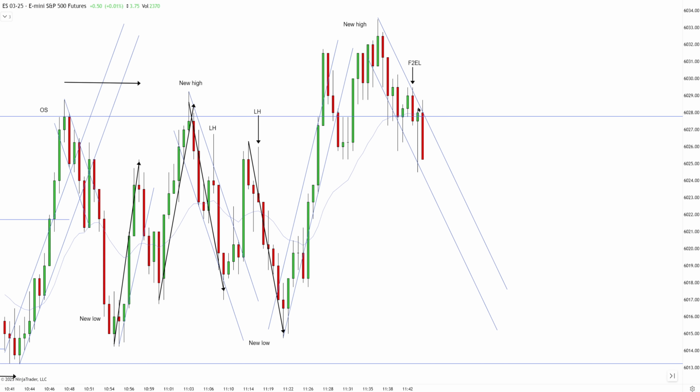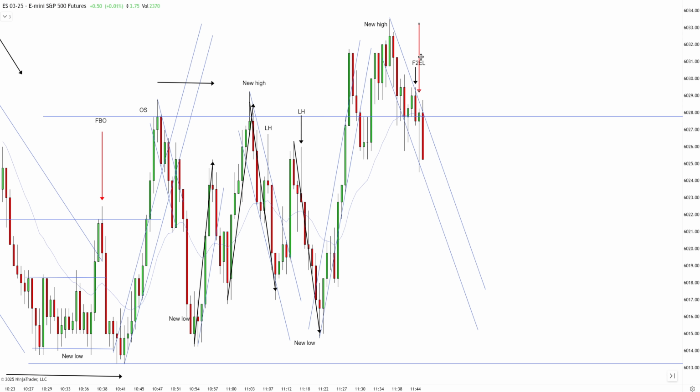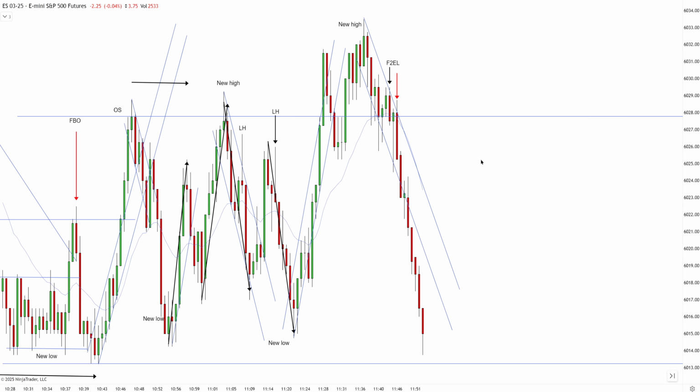Look at the buyers, they got trapped here, going long at the top of the trend. This is a great high probability setup: a lower high confirming the failed second entry long. You're below EMA, you're below the resistance, you're playing the trend range rules. Great setup.